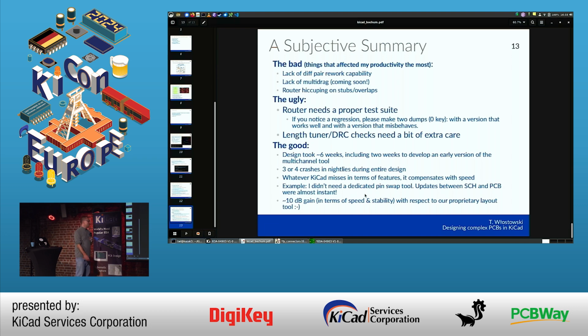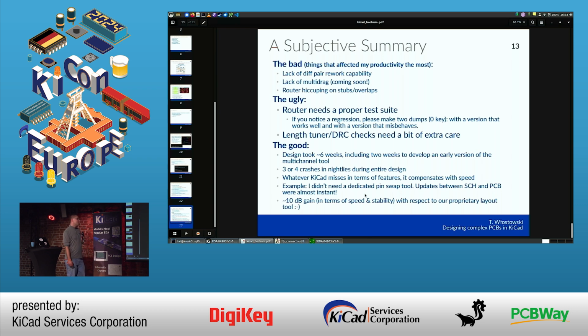Well, to not end this with negative thoughts, it took roughly 6 weeks to design this board, including 2 weeks to develop a basic multi-channel tool. During that time, I had 3 or maybe 4 crashes, and I was running a development version. That's not bad, I would say.